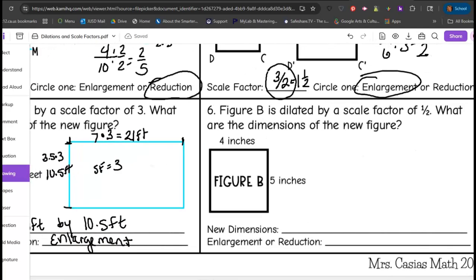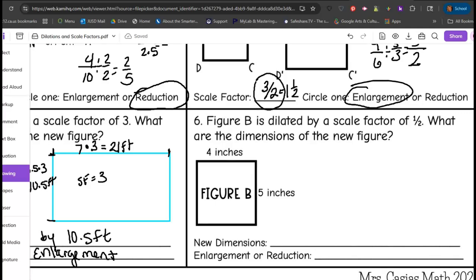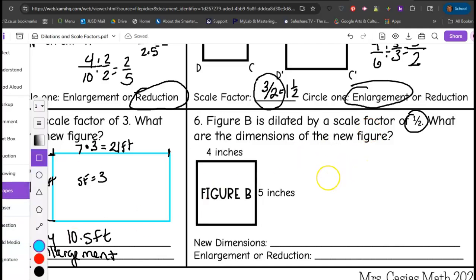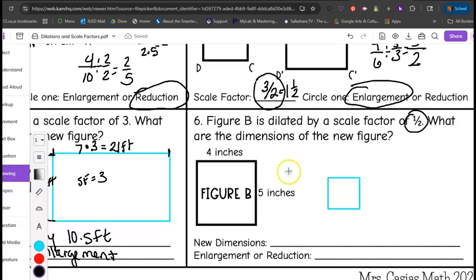Okay, and let's look at problem 6. Problem 6 says figure B is dilated by a scale factor of 1/2. What are the dimensions of the new figure? 1/2 is less than 1, so that means that I know that my square is going to be smaller. Okay, I also know that it's by 1/2. So I'm going to do 4 times 1/2 and 5 times 1/2.